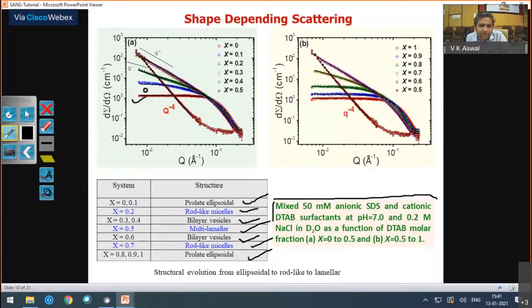Here it is prolate ellipsoidal, this is rod. It is giving a q to the power minus 1 slope. Here you can see. And then this is q to the power minus 2 slope, which is the indication of bilayer formation. And then q to the power minus 4 slope, which is the indication of multilamellar formation. However, we do not see any peak here. Why, we can discuss that. And then the other way around here also, this is minus 2, minus 1, and finally, prolate ellipsoid.